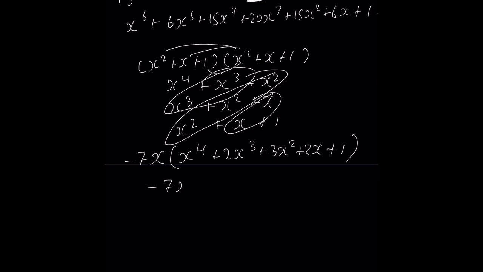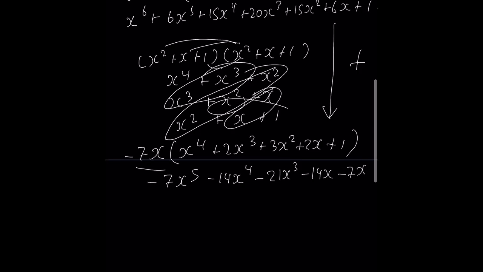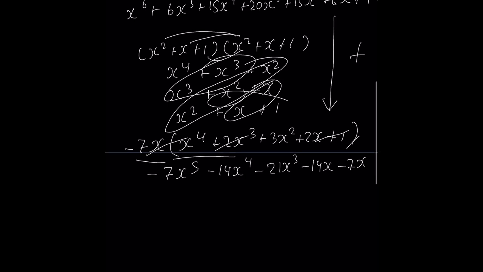So we're just timesing minus 7x by what we just got. So minus 7x to the 5, minus 14x to the 4, minus 21x cubed, minus 14x squared, minus 7x. So now we need to add it onto this equation because we already have that expanded. That was the result, and now this is the result. So let's add it. When we add it, the x to the 6 stays the same.